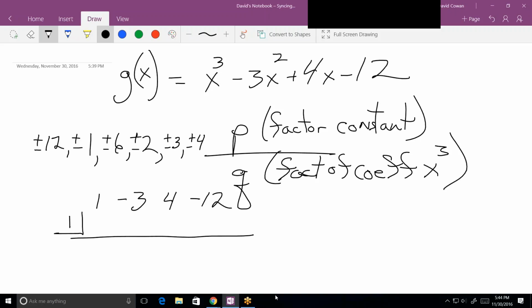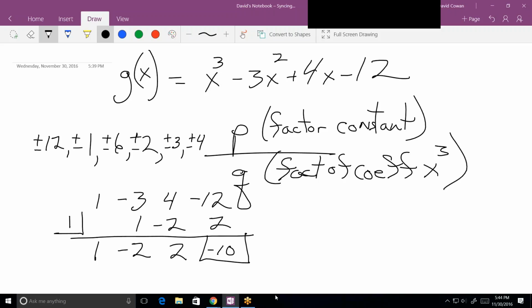Are you good with synthetic division? Okay, well let me do it then. If you weren't good with it, I'd ask you to do it, but just to save time, I'll do it. Notice that we get minus 10 as our remainder. That tells me 1 is not a 0.